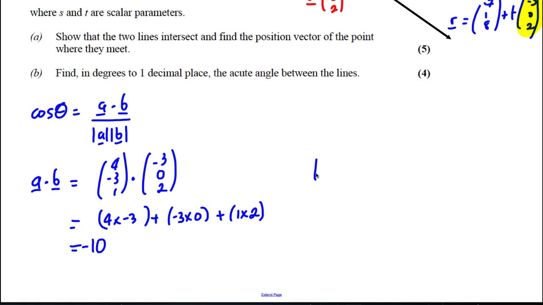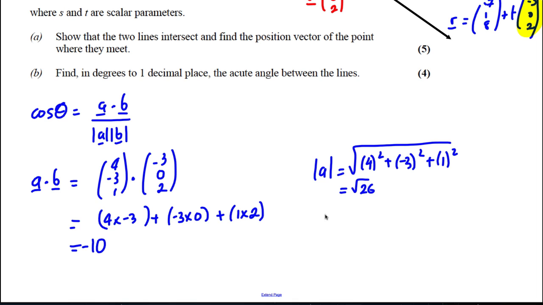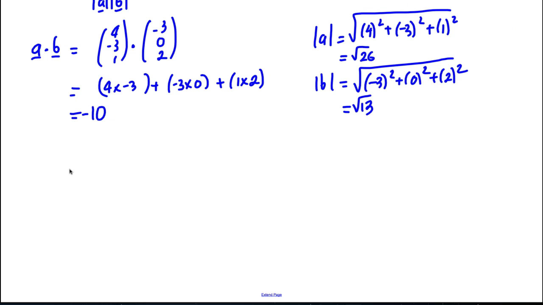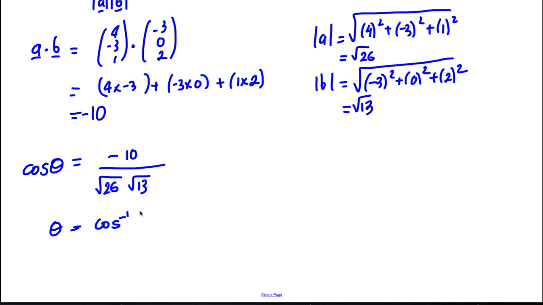And let's work out the modulus of a. The modulus of a is the square root of 4 squared plus negative 3 squared plus 1 squared, and if you work that out, that's going to be equal to the square root of 26. And the modulus of b is going to be the square root of negative 3 squared plus 0 squared plus 2 squared, which is going to be equal to the square root of 13. Now we have everything we need. So cos theta is a dot b, which is negative 10, over root 26 times root 13. Type that in your calculator and apply the inverse cos. Theta is therefore the inverse cos of negative 10 over root 26 root 13.